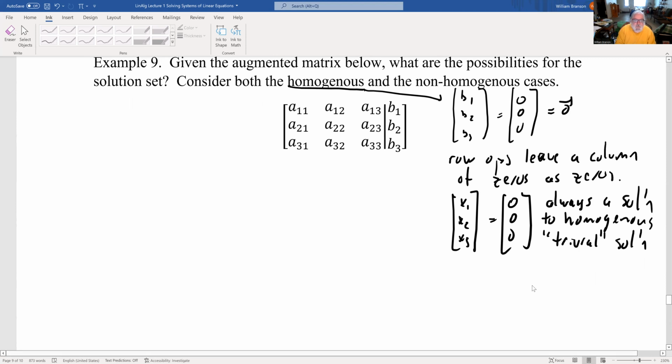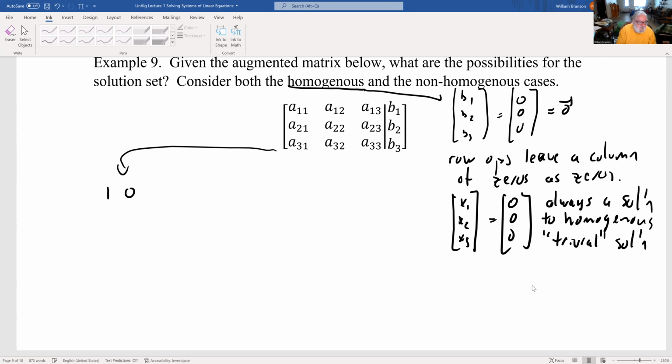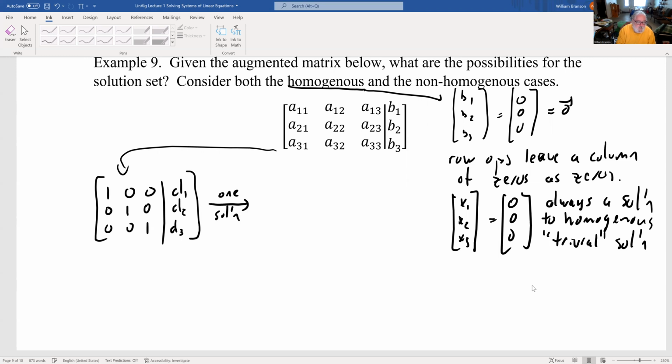So what are the possible reduced augmented forms for this? Well, you could end up with 3 leading ones. Right? And the B1, B2, B3 just will turn into 3 other numbers. We'll call them D1, D2, D3. And here we have exactly one solution, right? X1 equals D1, X2 equals D2, X3 equals D3.